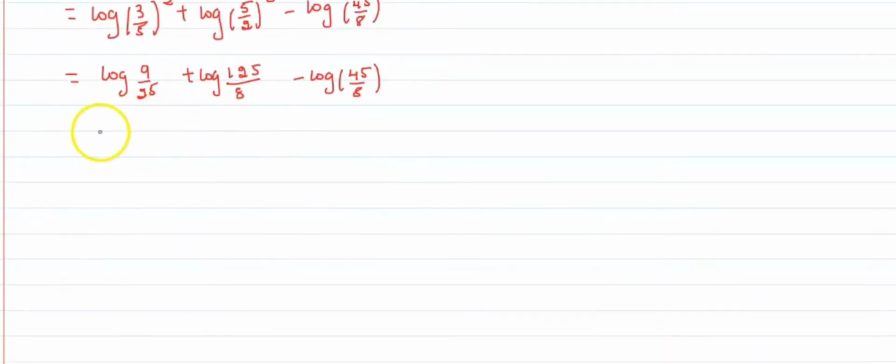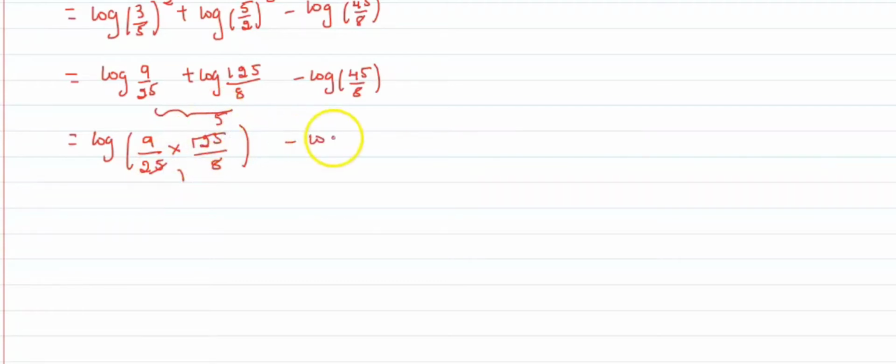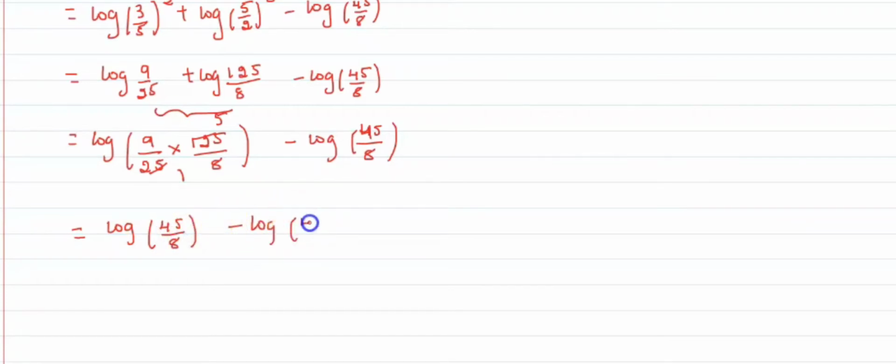Next, log A plus log B can be written as log A into B. So these two will come under multiplication, that is 9 by 25 multiplied by 125 by 8. 25 ones are 25, 25 fives are 125, minus log of 45 by 8. If you multiply these terms, 9 fives are 45, 1 eight is 8, minus log of 45 by 8. So log 45 by 8 minus log 45 by 8 will be 0, which is your RHS.